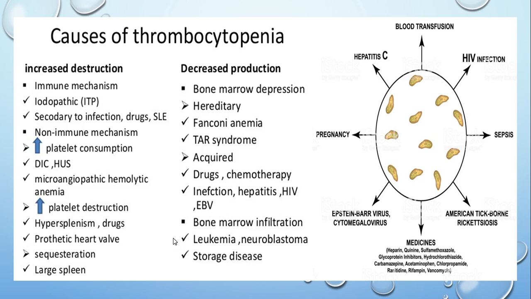These are the causes of thrombocytopenia, which may be due to increased destruction of platelets or decreased production of platelets. Such as blood transfusion, HIV infection, hepatitis C, sepsis, pregnancy, tick-borne rickettsiosis, certain medicines, Epstein-Barr virus. Medicines such as heparin, quinine, rifampicin, and ranitidine all cause thrombocytopenia.